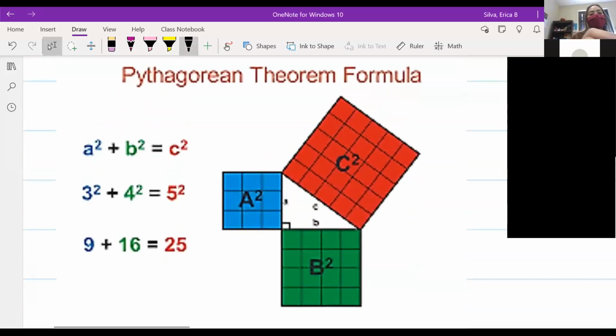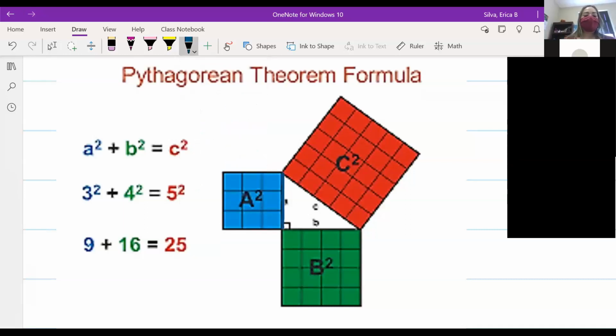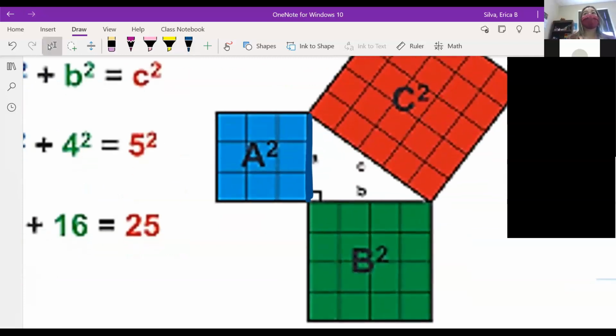All right, so here we have the Pythagorean theorem. Let's look at this side. What is the length of that side? 3, right? We have 3. So if we squared 3, I want you to visualize a square, because that's what we're doing. So if this side is 3 and we're making a square, what is this side going to be?